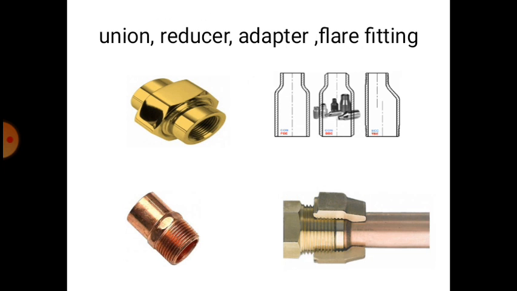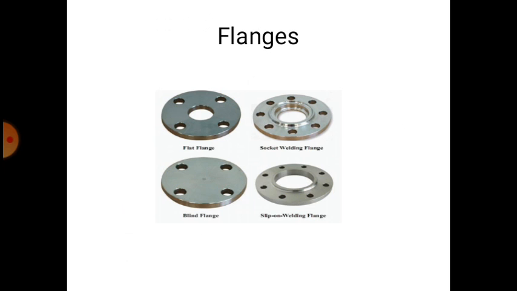Union, reducer, adapter, flare fittings. So these are the unions, reducers, adapters and flare fittings. These are the flanges to join one pipe to another pipe using the static seals. We are going to use the flanges.